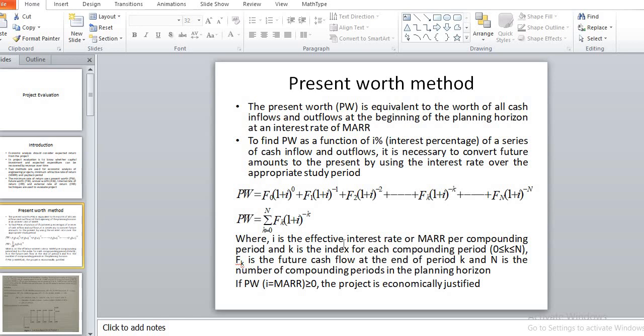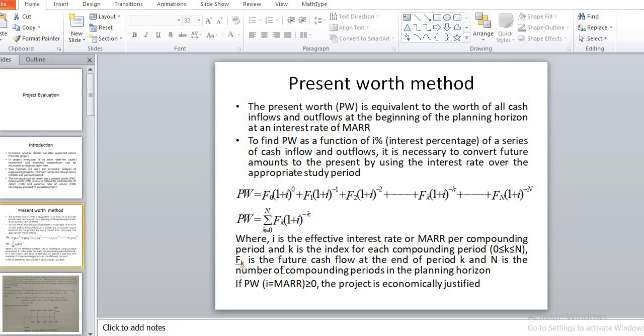I is the effective interest rate, or the minimum attractive rate of return, per compounding period. K is the index for each compounding period. Fk is the future cash flow at the end of period K, and N is the number of compounding periods in the planning horizon.